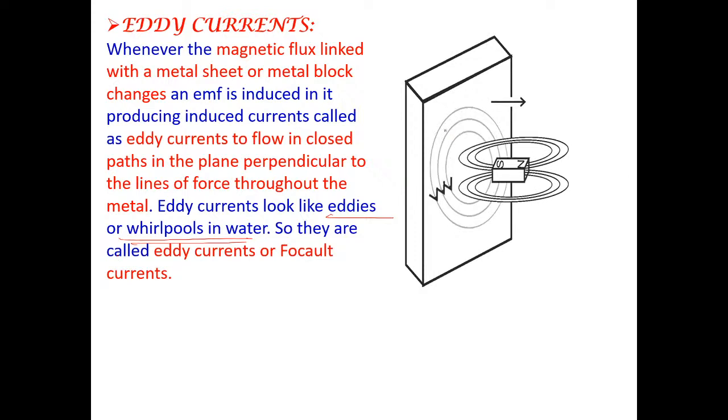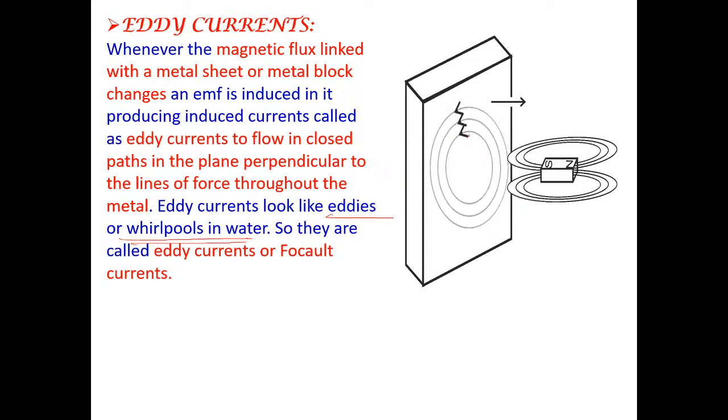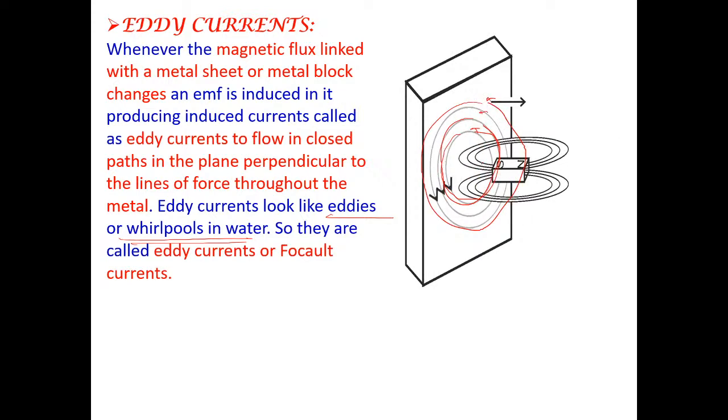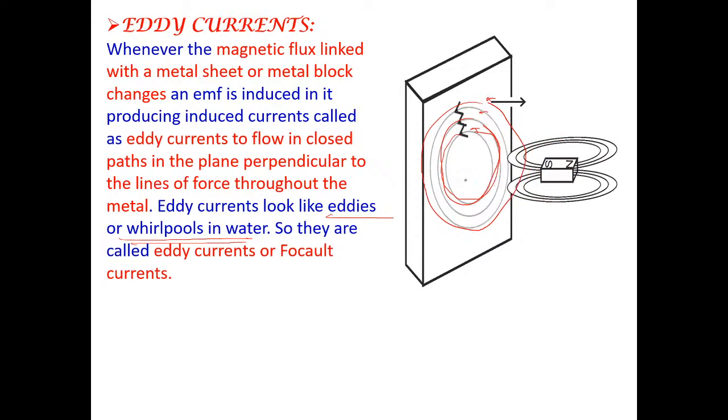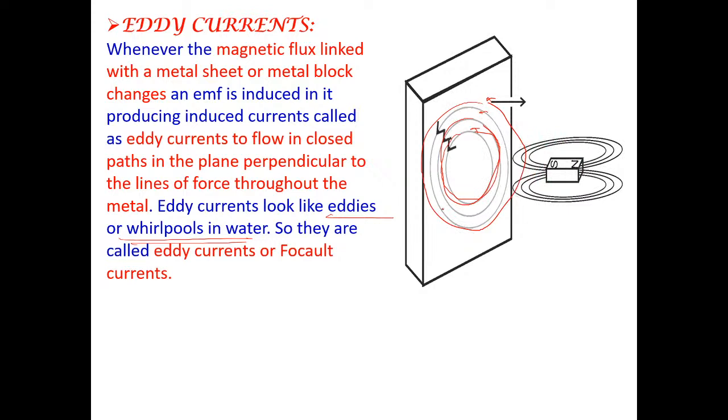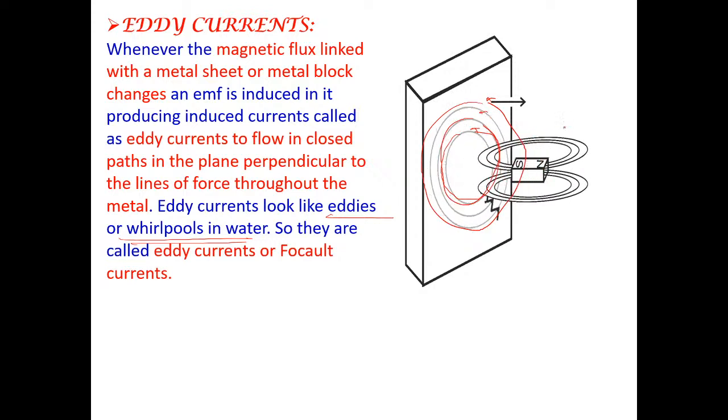The basic nature of eddy current is that it forms continuous loops. You can see this current. It forms continuous loops, so if we are able to break the passage of this loop, then we can stop the eddy current. Remember, eddy currents are the currents produced in a conductor where the magnetic environment of the conductor is varying.